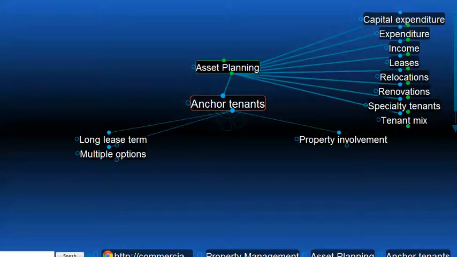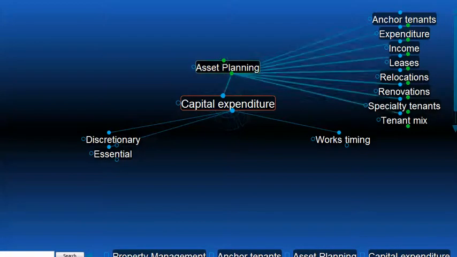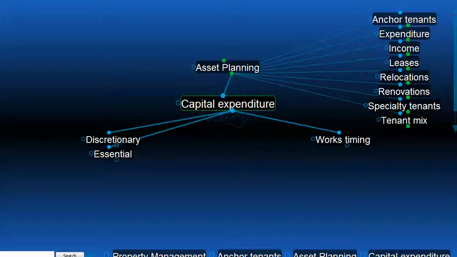So let's go back to another stage here, and this time we'll have a look at capital expenditure within the asset planning model. Capital expenditure involves major items of replacement within the property. Notice I say replacement and not repairs and maintenance. Capital expenditure might relate to a large air conditioning system or a major plant replacement to keep the building running. It might be a cooling tower, for example.